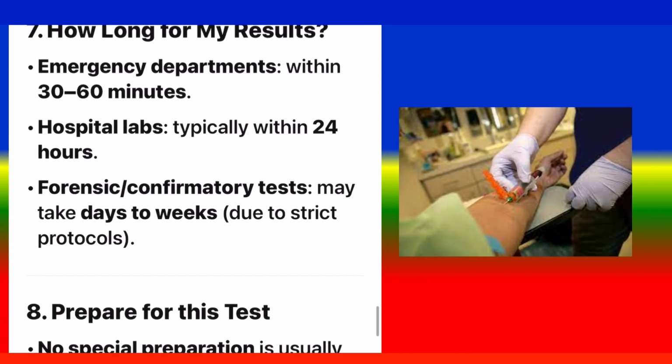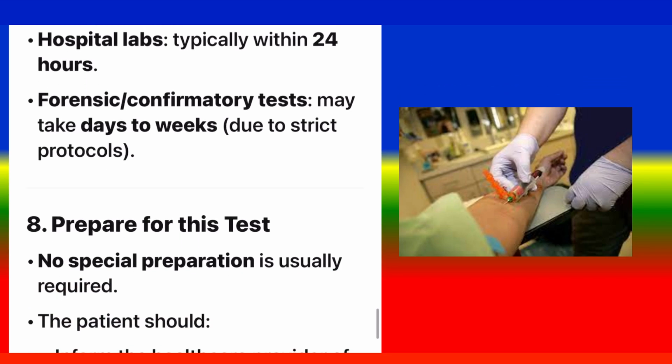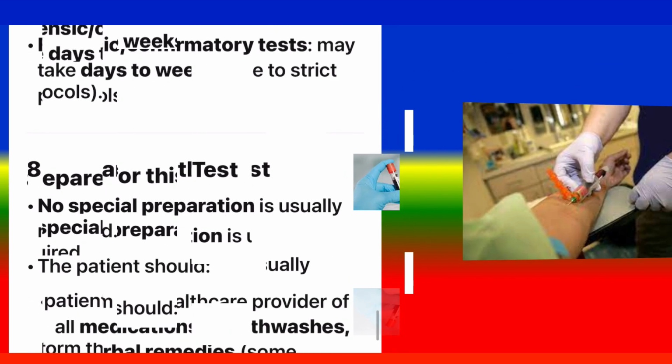7. How long for my results? Emergency departments, within 30 to 60 minutes. Hospital labs, typically within 24 hours. Forensic confirmatory tests may take days to weeks due to strict protocols.